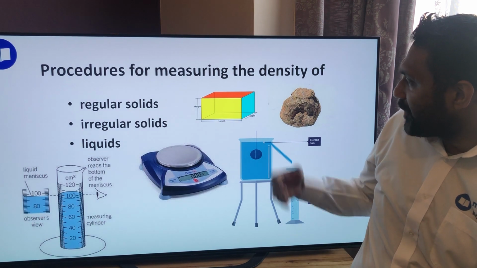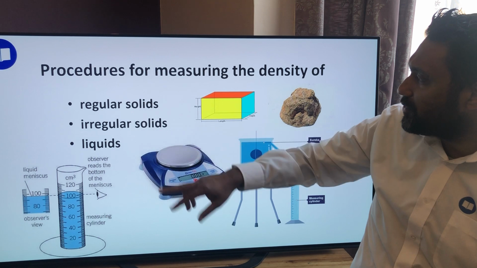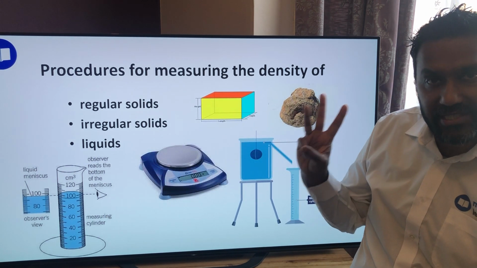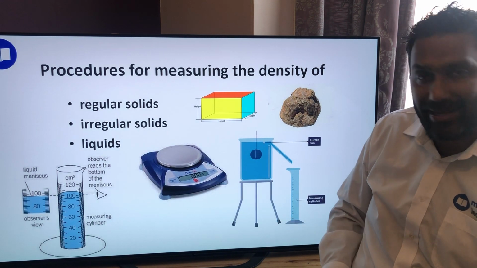How does it work then? So, your procedures for measuring the density of regular objects, irregular objects, solids and liquids. These are the three practicals for the density that you must be able to do. We need, for all of them, a top-pan balance.